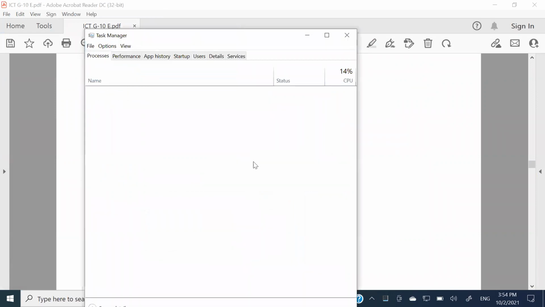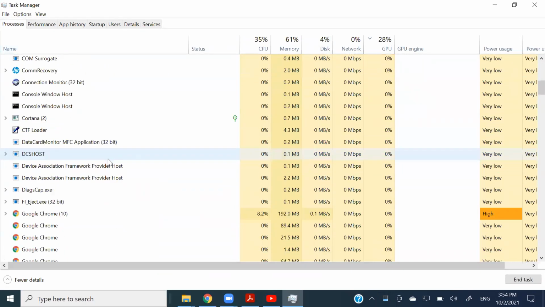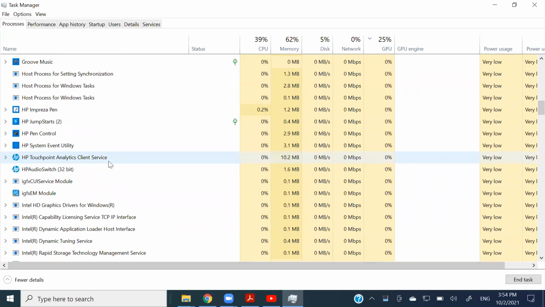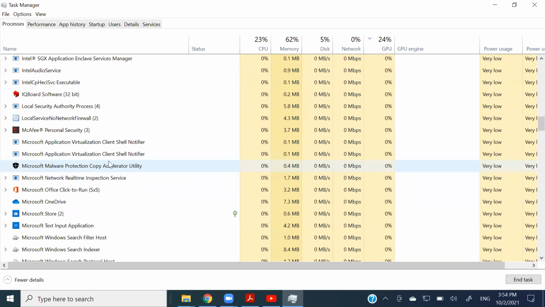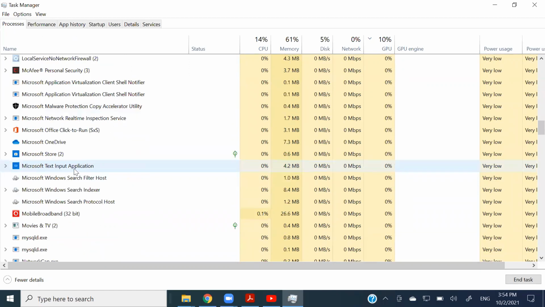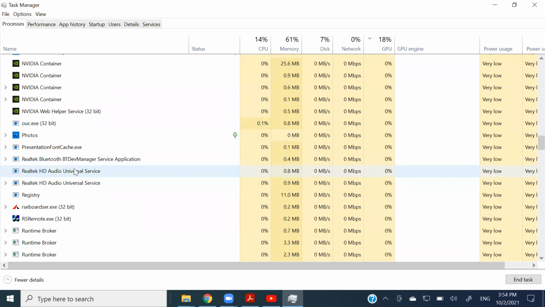But look at how many processes or how many programs there are in my computer. It's been running for the moment. Huge number of things, right? So from there, you can see, I'm just searching for it here. This is the Windows Defender, Microsoft Malware Protection Copy Accelerator Utility, right? So it is my antivirus software. It is running in the background, right? It is not an application software, but a utility software, right? So likewise, there are many different kinds of utility softwares in the system.